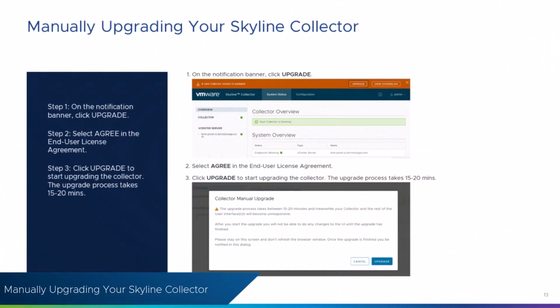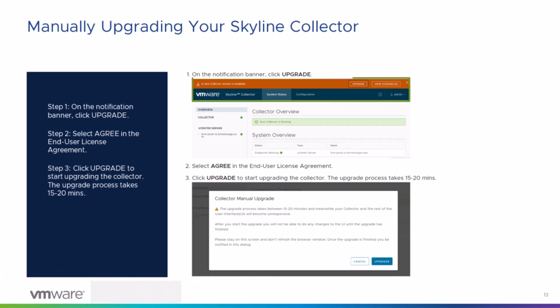First, log into the Skyline Collector web interface, and when a new version is detected, you'll see an option to manually perform the upgrade in the banner. And it's a three-step process. Step one, on the notification banner, click upgrade. Step two, select agree in the end user license agreement. And then finally, step three, click upgrade to start upgrading the collector. The upgrade process takes 15 to 20 minutes.